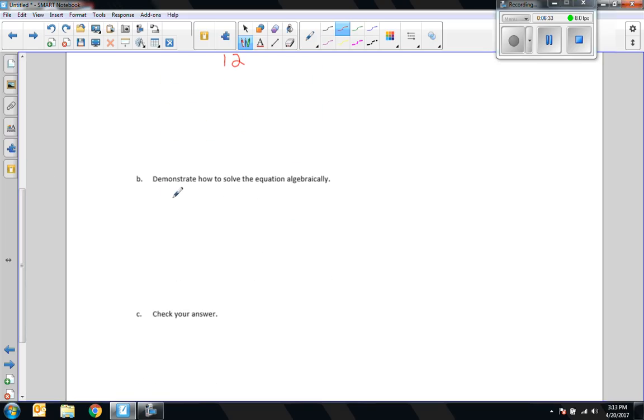Okay, doing this algebraically, we have D minus 5 equals 7. Minus is the operation involved. The inverse of subtraction is addition. So I'm going to add 5 to both sides of this equation. Negative 5 plus 5 is 0. D plus 0 equals D. 7 plus 5 equals 12.